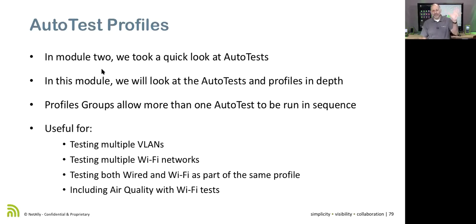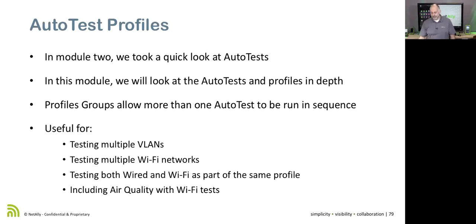In module 2, we created a couple of quick auto tests just to connect up to the network. We weren't really interested in doing a lot of testing beyond that, but we wanted to be able to go in and hook up. This module, we're going to look at our auto tests in more depth. What our profile groups do is they allow us to combine a number of auto tests together and run those in sequence. Why would we want to do that?